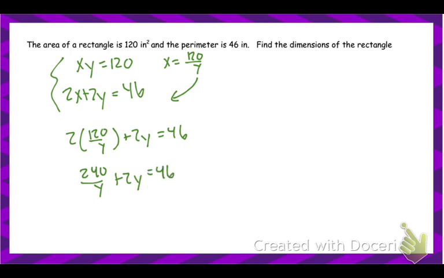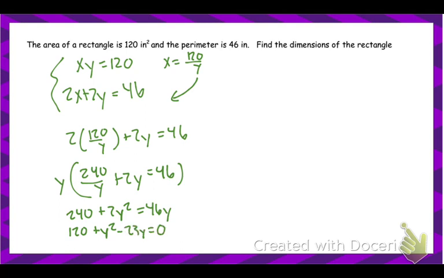And although it may not look like it right now, this is a quadratic equation, because what I can do, let's go ahead and multiply everything here by y. That's going to give me 240 plus 2y squared equals 46y. And this is now a quadratic equation. All right, to make it a little bit easier to work with, I'll divide everything by 2. Oops, forgot to divide that by 2. And let me rearrange it. There we go.